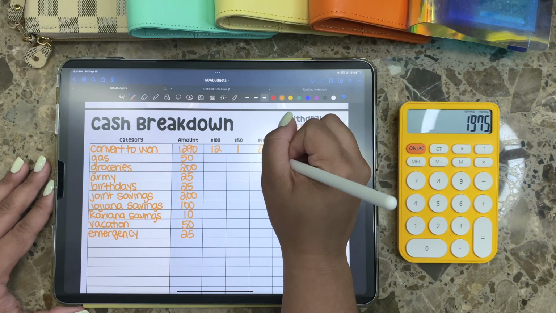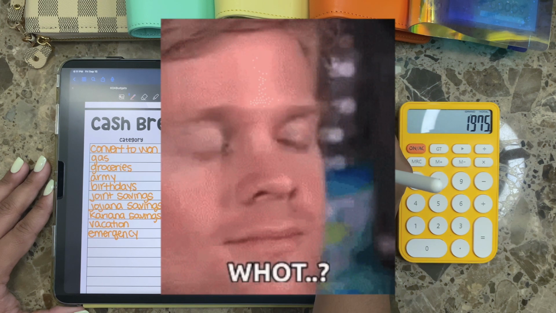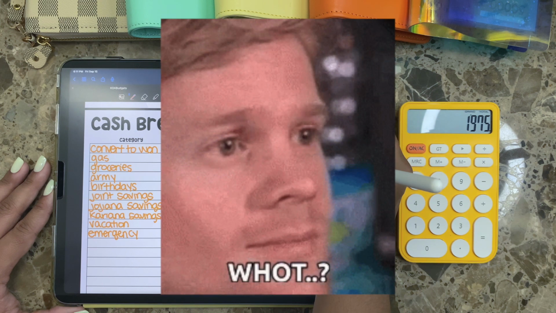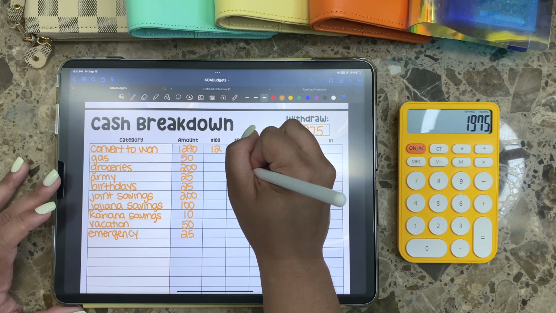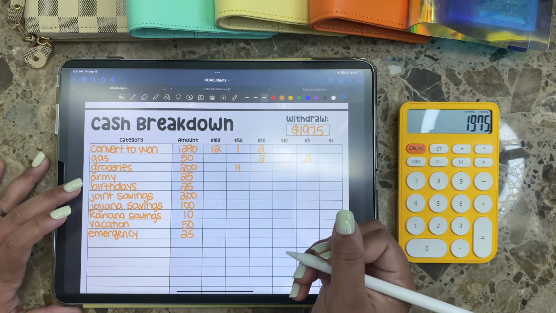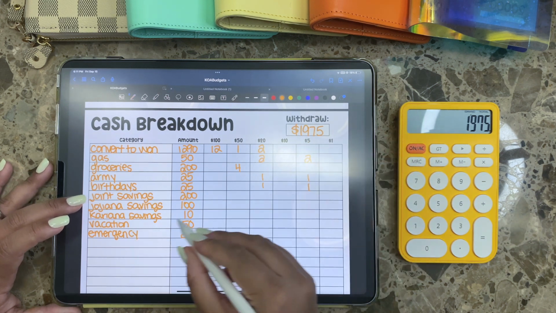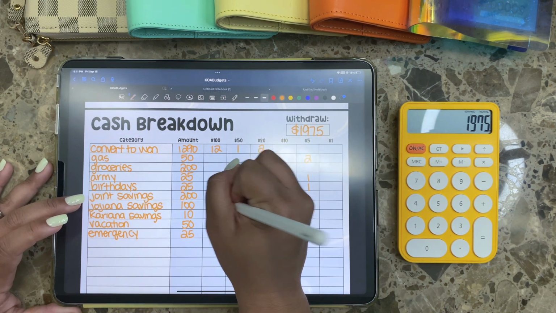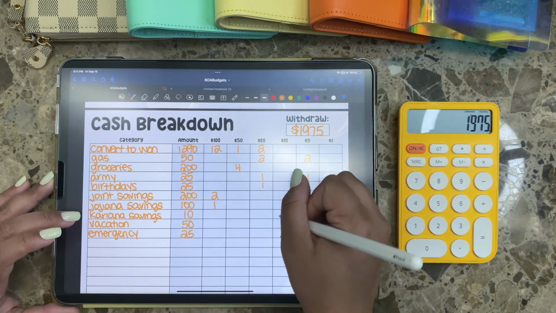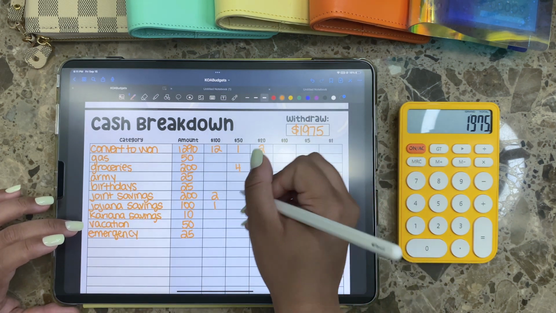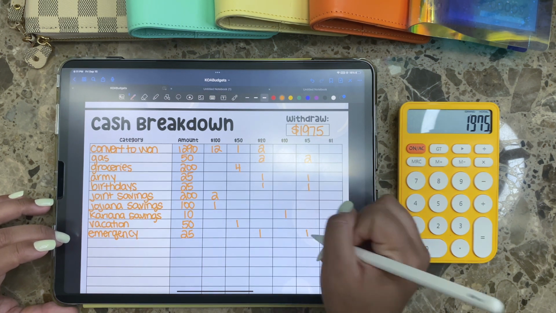Gas, I actually split that up as if it were 2 different payments. So 2 40s, 2 5s. Groceries will get 4 50s. Army and birthdays will each get a 20 and a 5. Joint savings will get 2 100s. Georgiana will get 1. My savings will get a 10. Vacation will get a 50. And emergency will get a 20 and a 5.